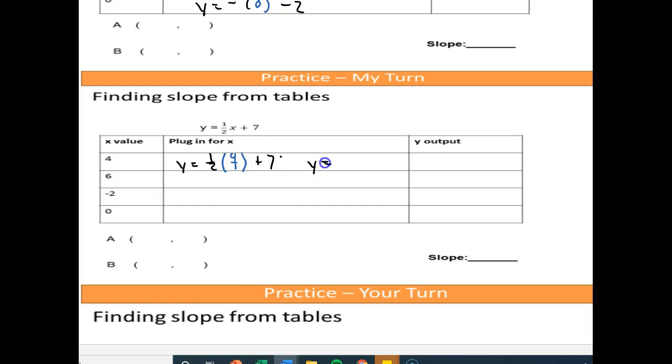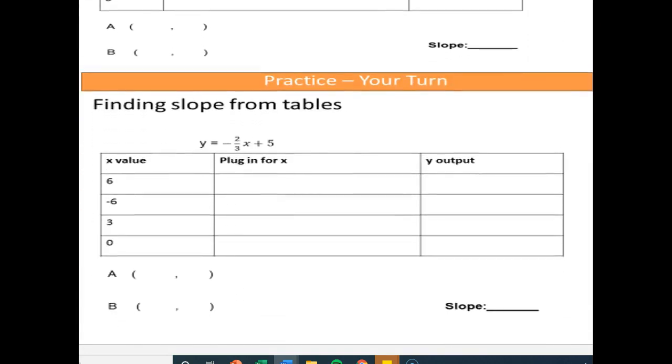So y equals, in this case, 1 times 4 is 4, 2 times 1 is 2. You could say 4 over 2 plus 7, which really is y equals 2 plus 7, which in that case is 9, because 4 over 2 is 2. So one of your points in this case would be 4 comma 9, right?